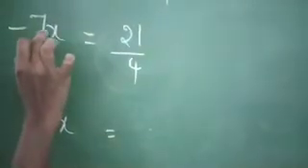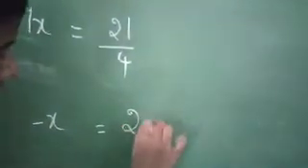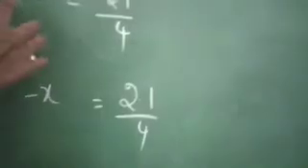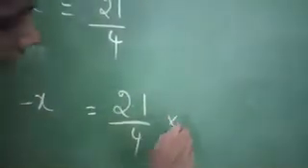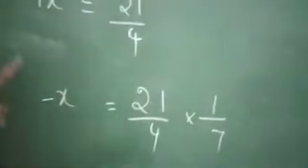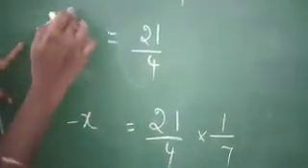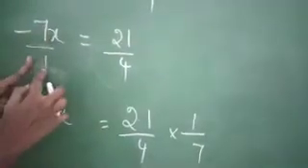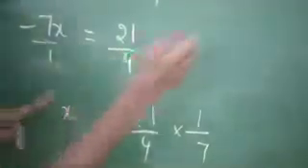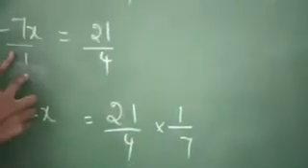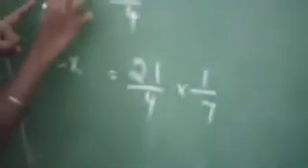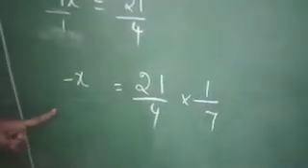You just transpose the 7 to here. So 21 by 4. Here it is multiplication. Whenever it goes to the other side, it becomes division, that is into 1 by 7. How means, here 7 is 7 by 1, because 7 by 1 is nothing but 7. So 7 we are considering as 7 by 1. If 7 by 1 goes to the RHS of the equation, it gets reciprocal. When you take the reciprocal, 7 by 1 becomes 1 by 7.